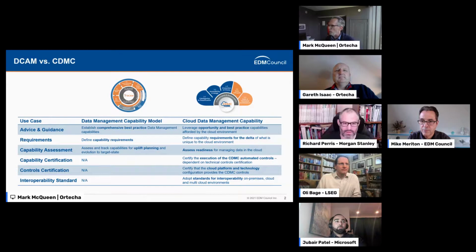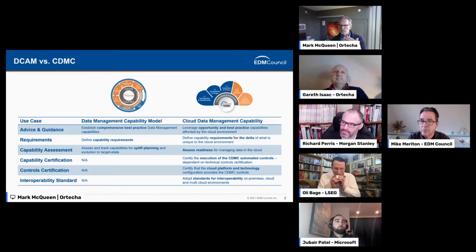Both frameworks present requirements. So in terms of, neither of them are actually requirements documents, but they suggest what the requirements are for your data management capabilities and for those capabilities in the cloud, and then very specifically requirements around the automations that CDMC is recommending. They both offer an assessment: capability assessment of data management, the 8 components that are in DCAM, and similarly a readiness assessment of your capabilities and your automations that you've created in the cloud environment.